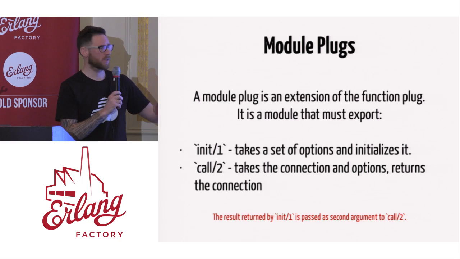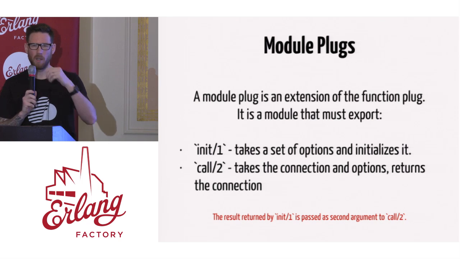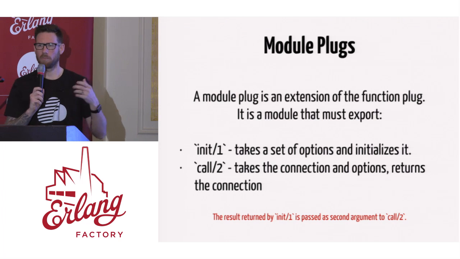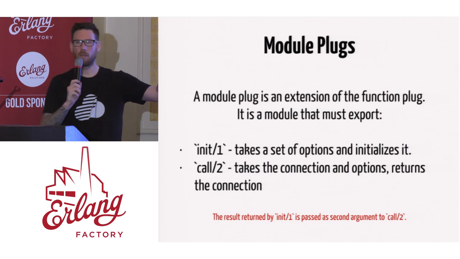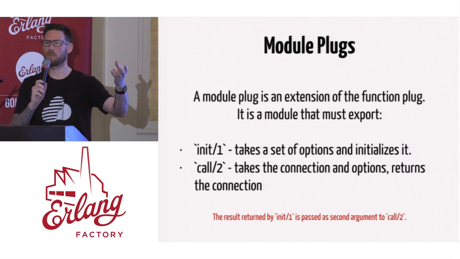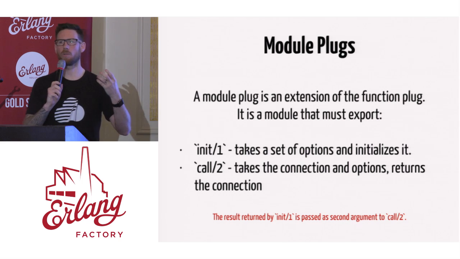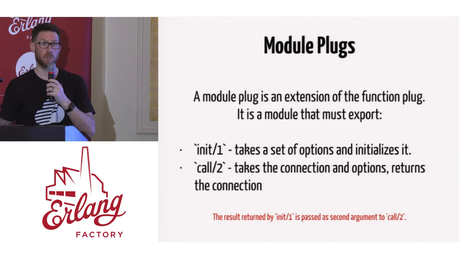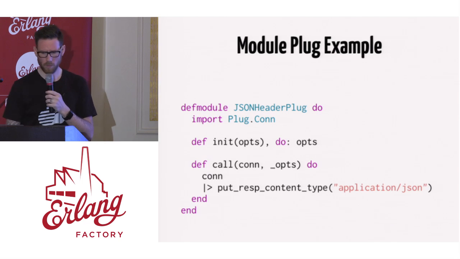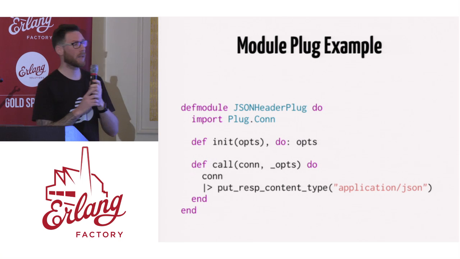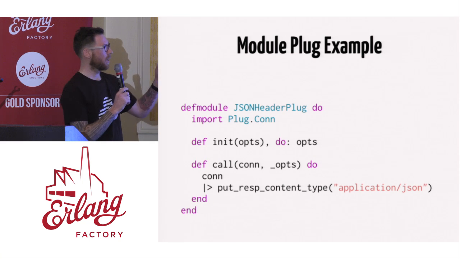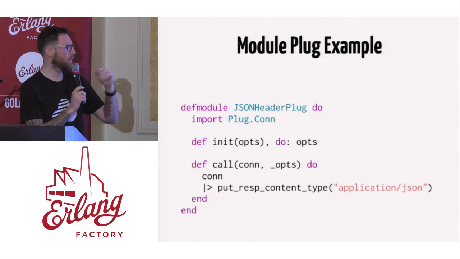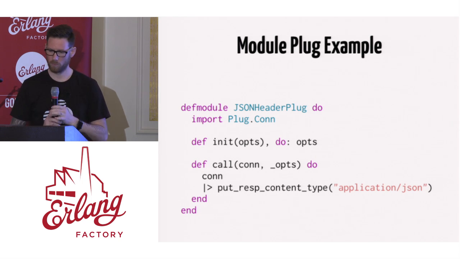The interesting thing about this is that init/1 can actually be a compile-time optimization. So at compile time, whatever init/1 returns is cached into the file, so it doesn't have to be executed each time it's called. And here is an example of that JSON plug, but just in a module. We're just doing init/1, returning the options, and call/2. We're doing the same thing as before.